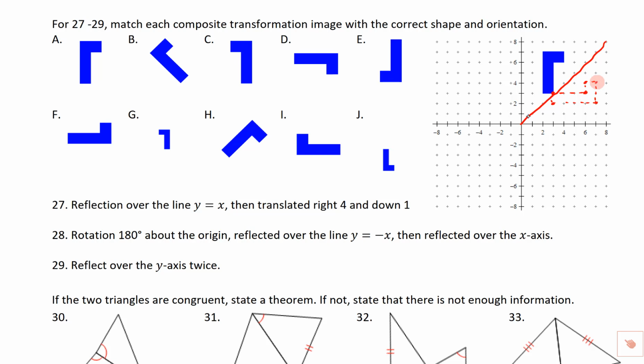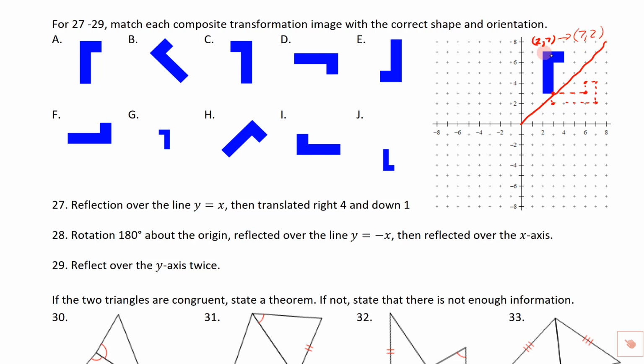Now, if you want to, what we can do here is let's take this point right here. So this is over 2 and up 7. So I'm going to do (2, 7). And then what I'm going to do is I'm going to use the rules. And the rules say that when you're reflecting across the line y equals x, literally all you do is you just flip the x and the y. So this is going to be (7, 2).